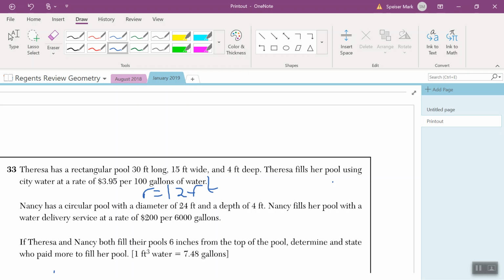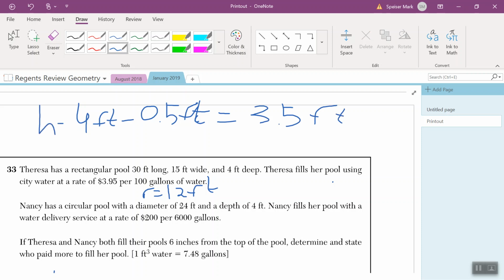Teresa and Nancy both fill their pool to 6 inches from the top of the pool, so they're actually only filled 6 inches below the top of the pool. So the top of the pool is 4 feet. Take away 6 inches, which is a half a foot. So the height of both pools is 3.5 feet. Determine and state who paid more to fill the pool. So we've got to figure out the volume of each pool, how much it costs to fill each pool, and figure out who paid more.